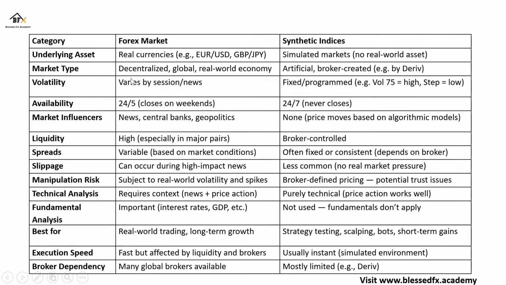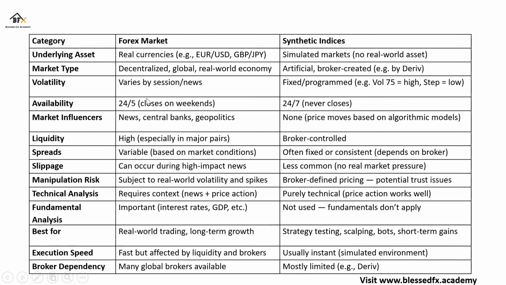So the market type, Forex market is decentralized. It is global. It is the real world economy. Synthetic indices is not decentralized. It's artificial. The broker created it. Example of a good broker is the rave. So the volatility, this varies by session and news. But for synthetic indices, it is fixed or programmed, which is kind of good.